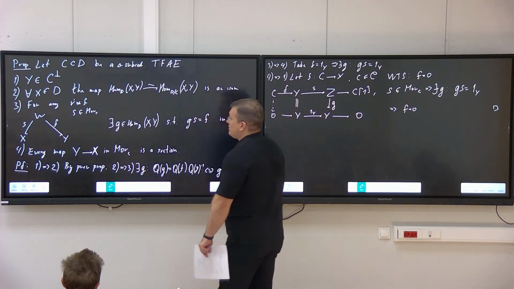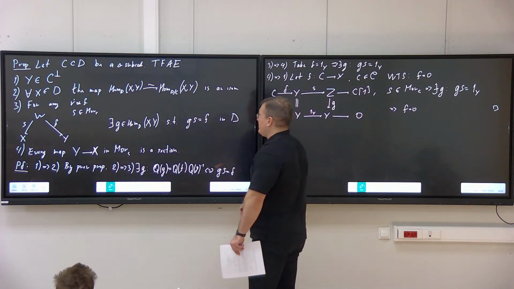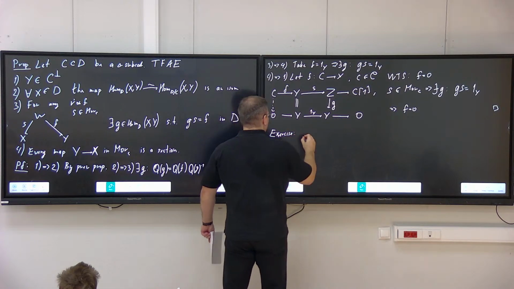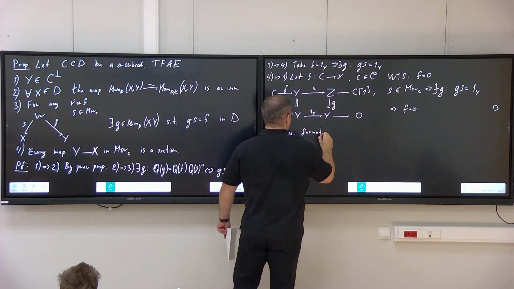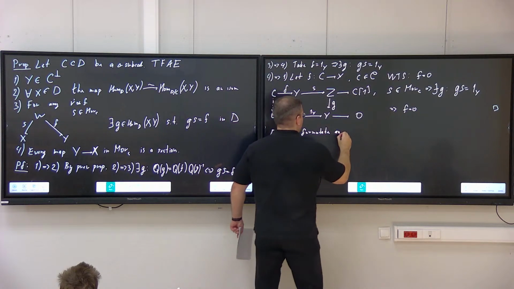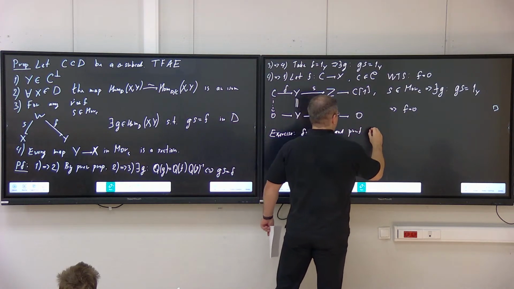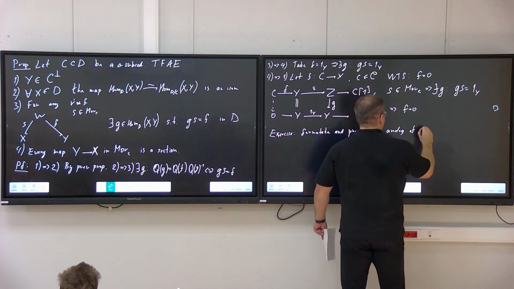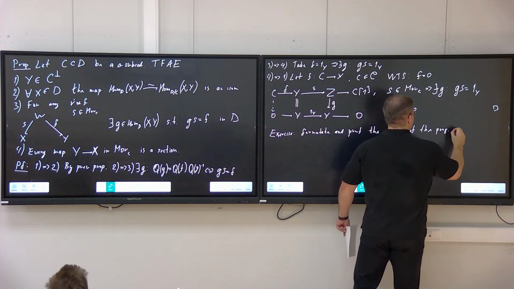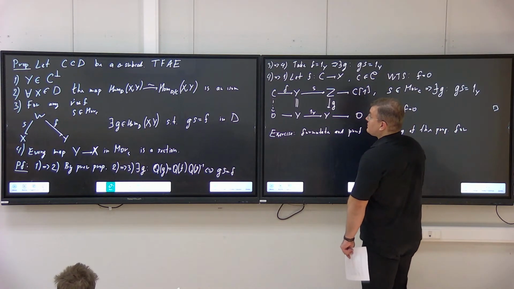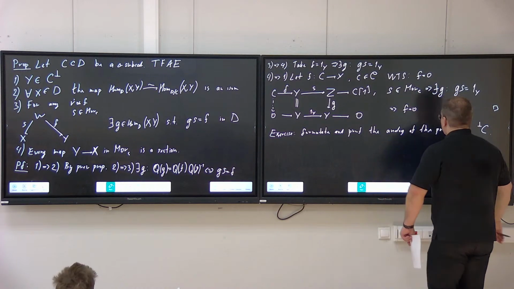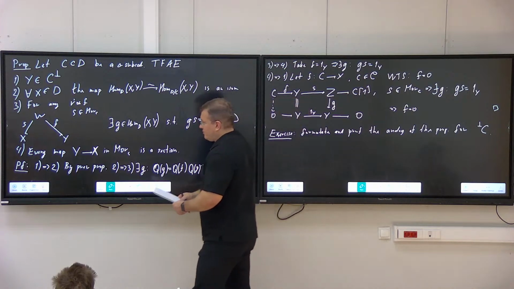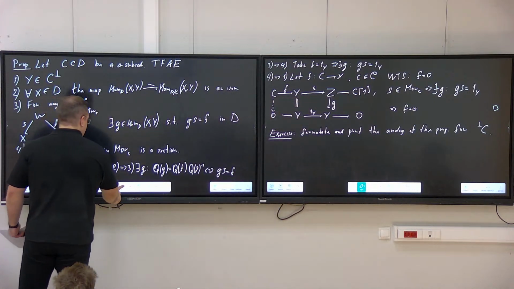Okay, if you want, I can state the dual statement, or maybe I can formulate it as just an exercise. Formulate and prove the analog of the proposition for the right orthogonal complement to the left orthogonal complement to the C. Of course, there is a dual statement, and with more or less the same proof with the inverted arrows.